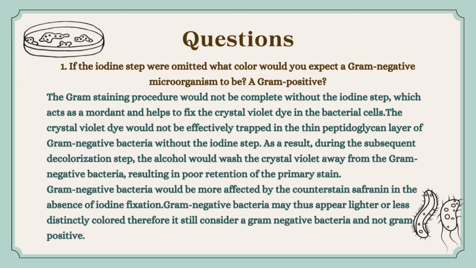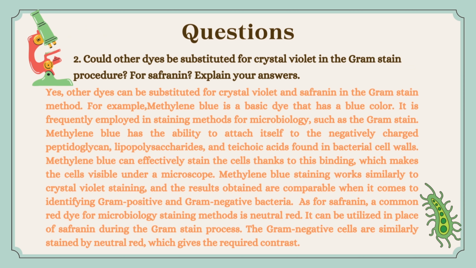The crystal violet dye would not be effectively trapped in the thin peptidoglycan cell wall of the gram-negative bacteria without the iodine step. As a result, during the subsequent step, the alcohol would wash away the crystal violet from the gram-negative bacteria, which results in poor retention of the primary stain. Therefore, the gram-negative bacteria may appear lighter or less distinct in color. However, they are still considered gram-negative bacteria and not gram-positive.